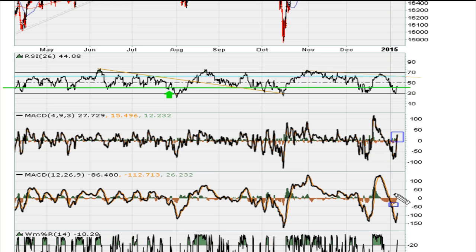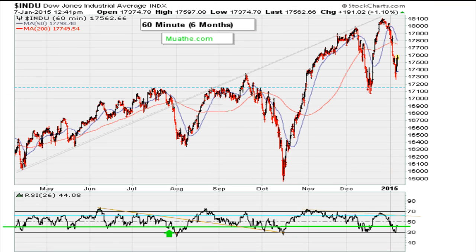So if both MACDs can eventually move above zero, then that's your confirmation that you're in a strong market. But here's something I need to stress. The RSI, generally, and let me say generally because not all the time, but for the most part, gives you a better signal way before the MACD does. So keep that in mind.